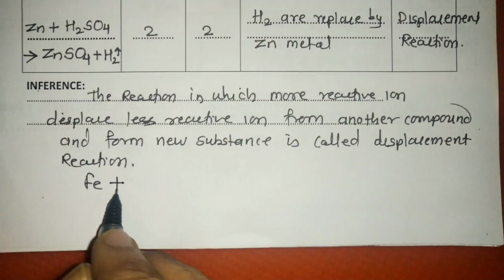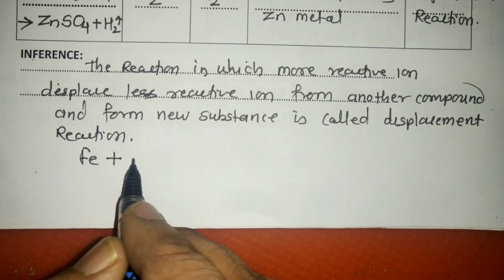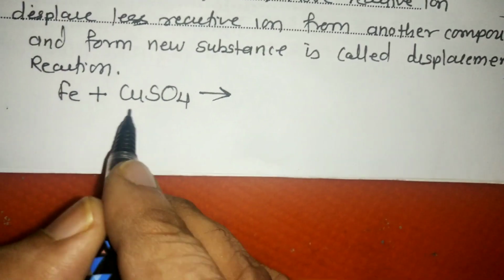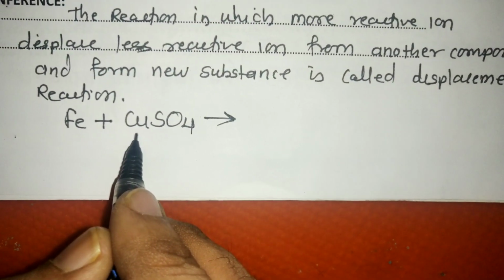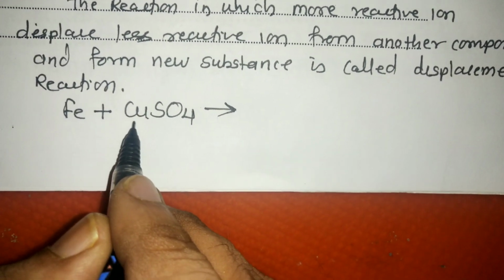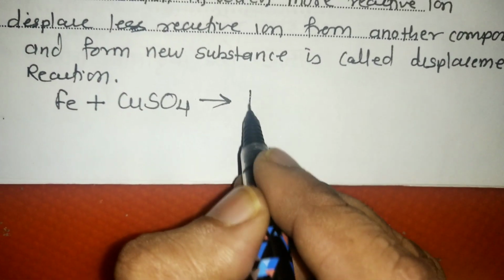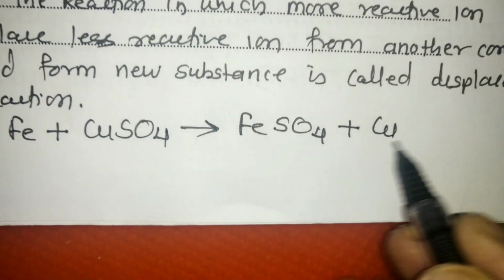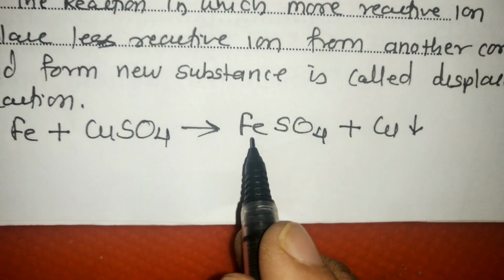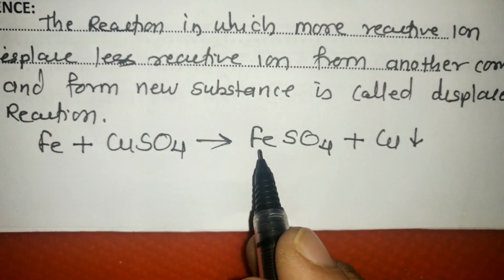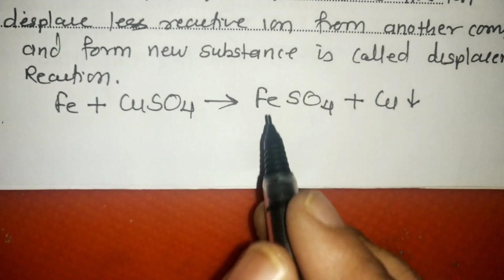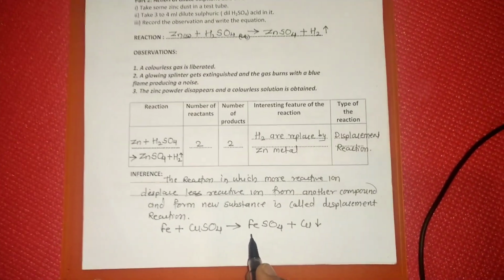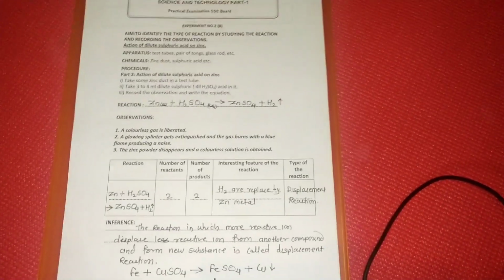Another example of a displacement reaction is when iron is reacted with copper sulfate solution. Here iron is more reactive than copper. Iron displaces copper from copper sulfate solution and we obtain a new substance, ferrous sulfate, and copper gets deposited on the surface of the iron article or iron nails. This is another example of a displacement reaction. Students, I hope you understood this experiment very well. Thanks.